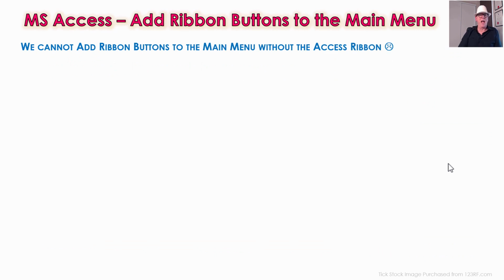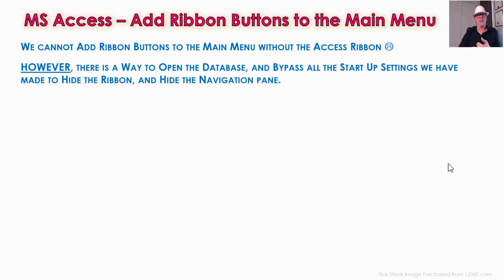Now, we cannot even add those buttons to show the ribbon and hide the ribbon, because we don't have an Access ribbon to get to the button tool to make a button. So we've really got ourselves in a mess here. But there's a way to open the database and bypass all the startup settings that we've made to hide the ribbon and hide the navigation pane. We did speak about this earlier in the lesson, but we'll speak about it again now because it's really important.